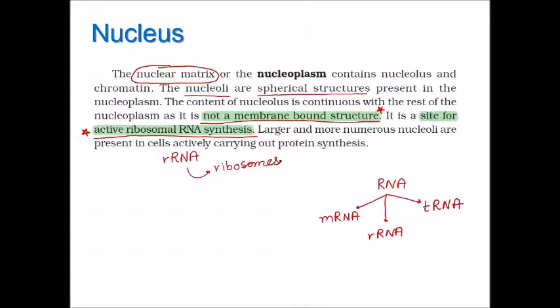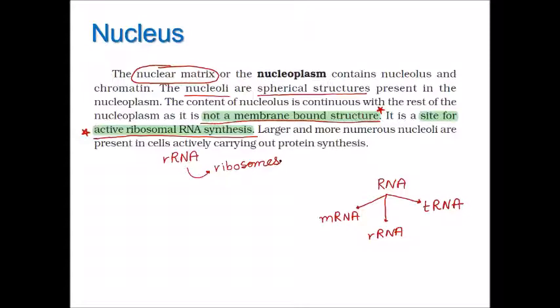So synthesis of ribosomal RNA will stop. Yes, synthesis of ribosomal RNA will stop. And if there is no ribosomal RNA, then there won't be any ribosomes also. And if there are no ribosomes, there won't be any protein synthesis inside the cell. So that is why nucleolus is very important. Nucleolus helps in the formation of ribosomes.